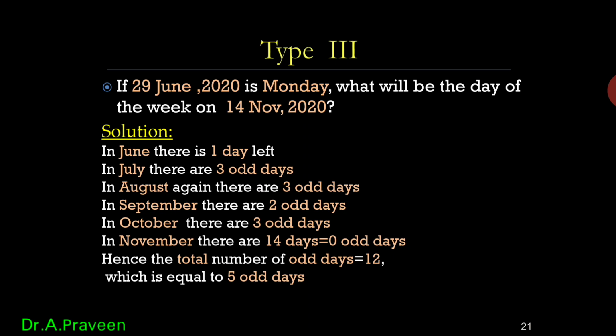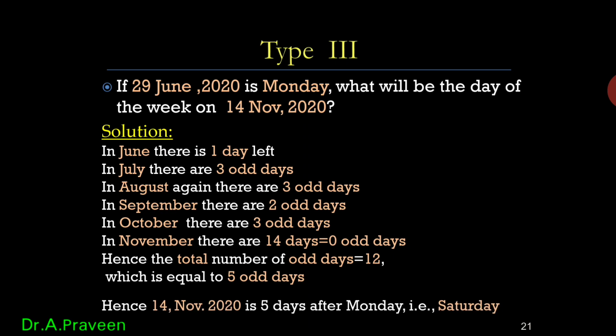Please note here, we don't go to the table. In this type of problems, if the given reference date is Monday, and in this example you have got the total number of odd days to be 5, then the day of the week on which 14th November 2020 falls is 5 days after Monday. So 5 days after Monday means Tuesday, Wednesday, Thursday, Friday, Saturday. So therefore the answer is Saturday.